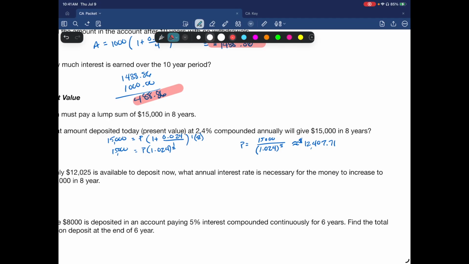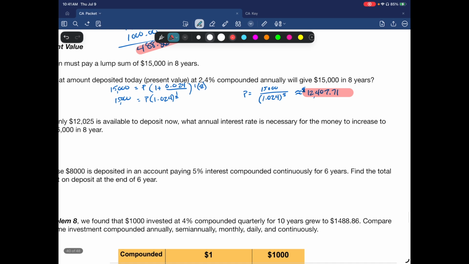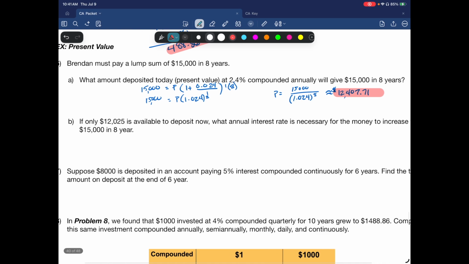Okay, so 2.4% is not a lot. If you got some time to wait, it'll get you there, but it's not great. All right, if only $12,025 is available to deposit now, what annual interest rate is necessary for you to increase to $15,000 in 8 years? So we're going to do the same problem, but this time we don't know the interest rate.